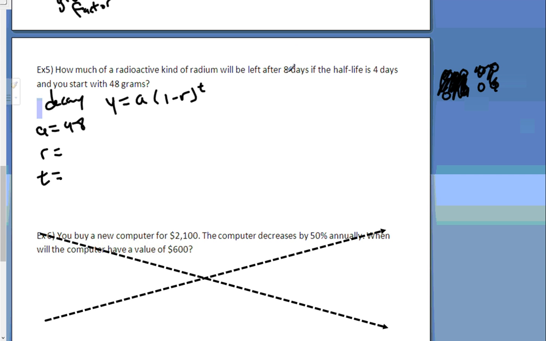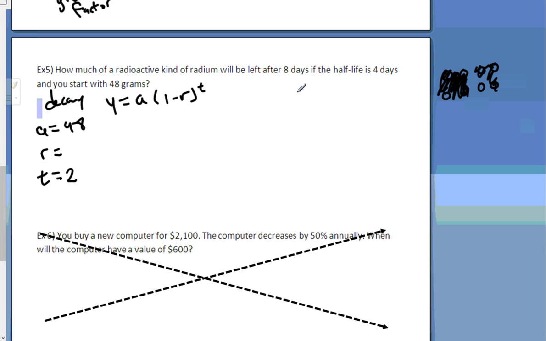So in 8 days, how many times is it going to cut in half? Not 8 times. 4 days, 8 days. The time, how many times is it going to split? Twice, because 8 divided by 4 is 2. All right? Now the rate.